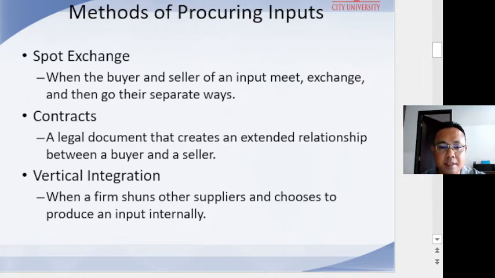Before we examine how to determine the best method of acquiring a given type of input, it is useful to provide a broad overview of a few methods: spot exchange, contracts, and then vertical integration. The first one is spot exchange. This is the first method for procuring input.